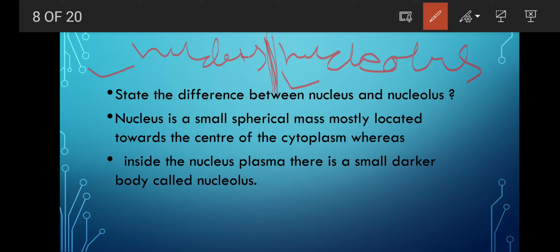So the nucleus is a small spherical mass, mostly located where? Towards the center of the cytoplasm. Whereas here you will write, clear? You will write what here? That inside the nucleoplasm there is a small darker body called nucleolus. So here it should be inside the nucleoplasm.